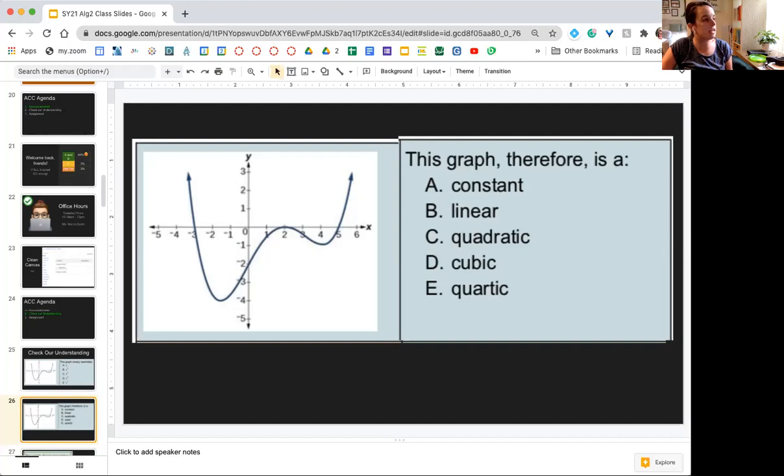Amazing. Yeah, the answer is E, quartic. Quadratic is a trick answer. Quad typically means 4, right? But unfortunately, quadratic means x to the 2nd power, not the 4th power. So unfortunately, that one is not correct.